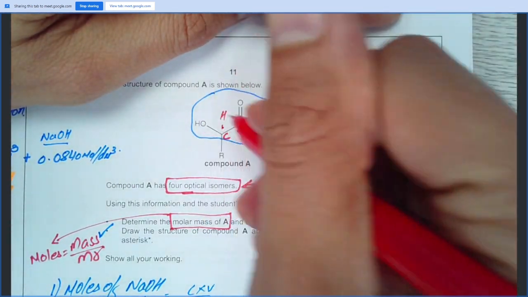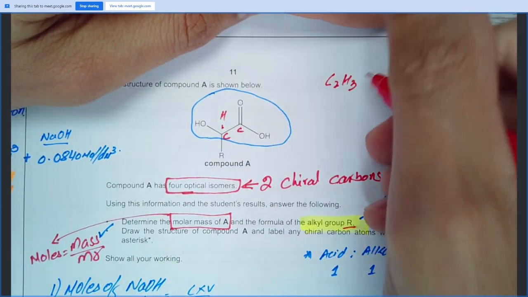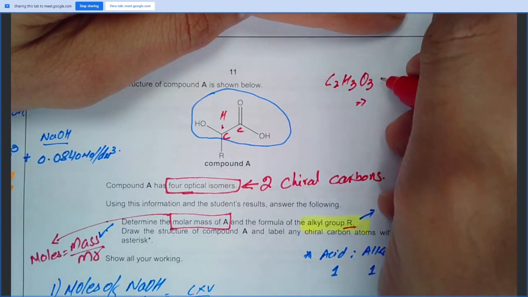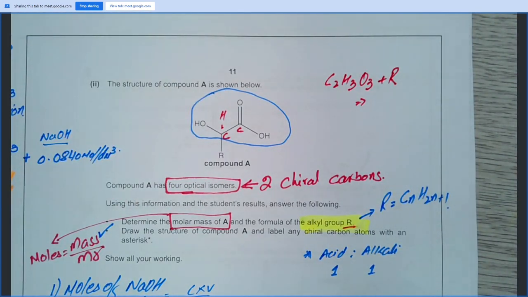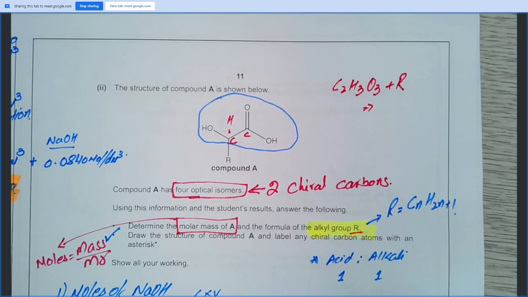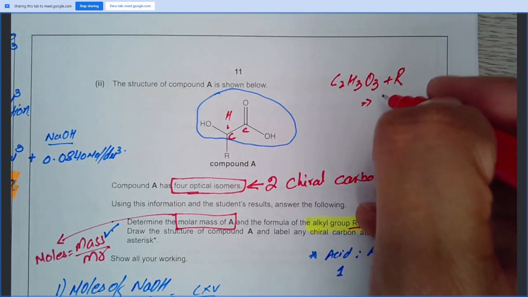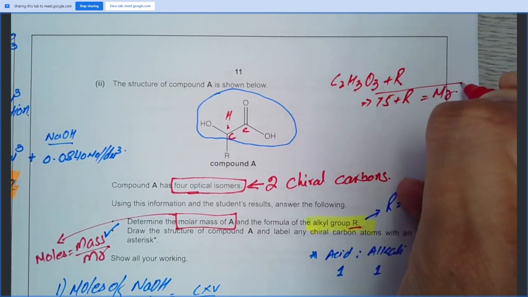C2. 1, 2, 3 hydrogens. How many oxygens? 1, 2, 3 oxygens. Can you work out the Mr of this section, plus R? So how much is the Mr for this? If you do 12 by 12, it comes to 75 plus R, and this is my Mr of this molecule.